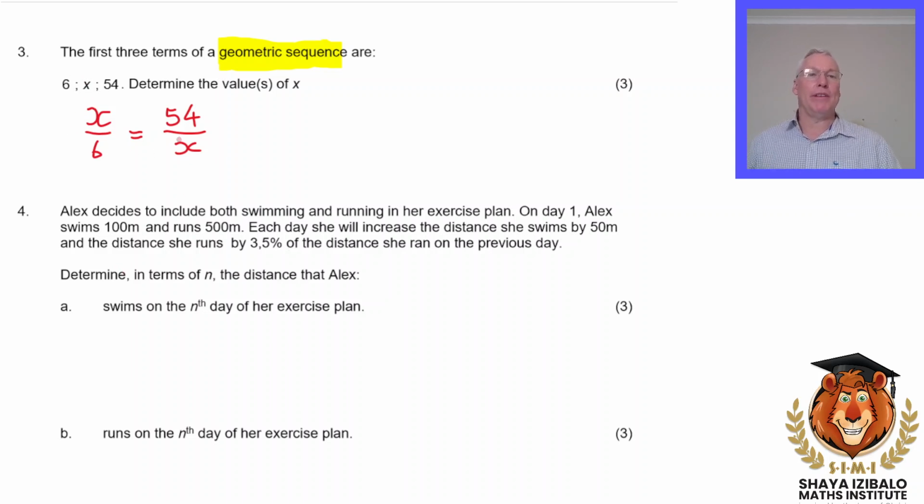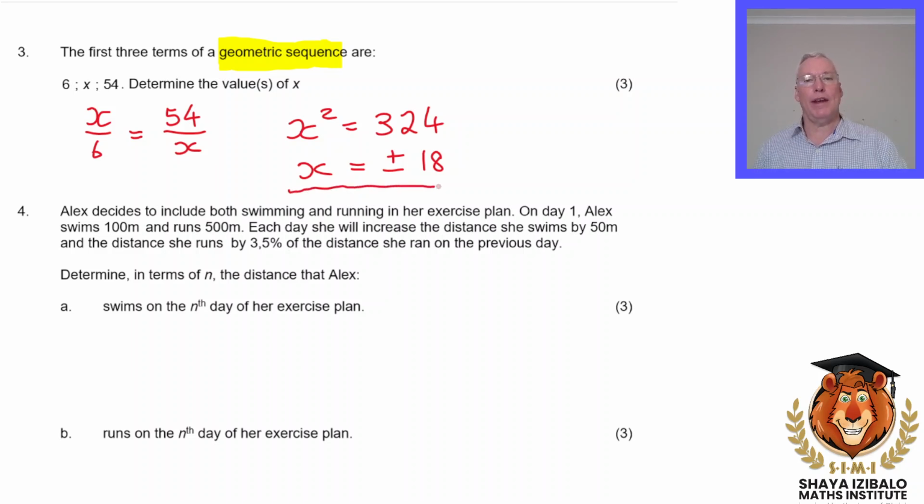If we multiply these two together, we're going to get x squared. And here we're going to get 324. 54 times 6, 324. Sorry. Now, 324 is a perfect square. Don't forget, though, that when you square root, you could have plus or minus 18. And so there's two possible values for x.